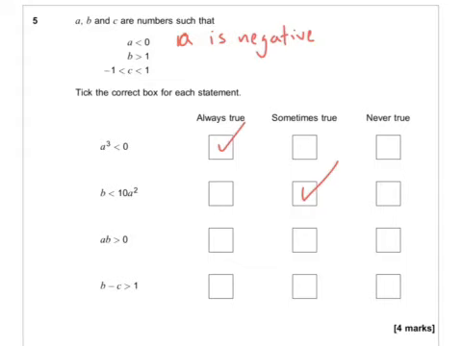A times B is greater than 0. Well, that's never true, because one's negative and one's positive, so you're going to get a negative answer to that.